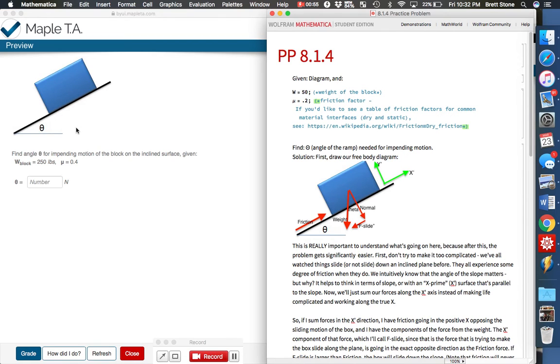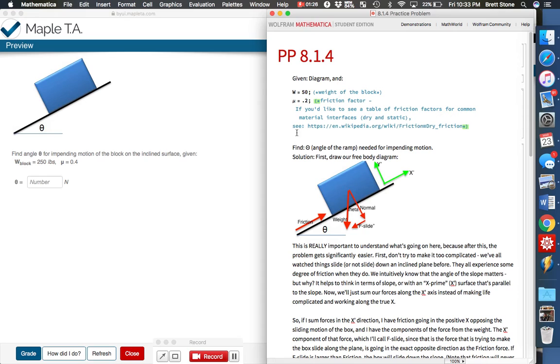And that in real life varies depending on a lot of different things, especially what the two materials are. Do you have dry rubber on dry rubber, which is going to have a huge friction factor, or do you have wet steel on ice, which is going to have a really teeny friction factor? So in this case, 0.4, that's probably something like wood on metal or wood on wood. A pretty normal kind of friction factor.